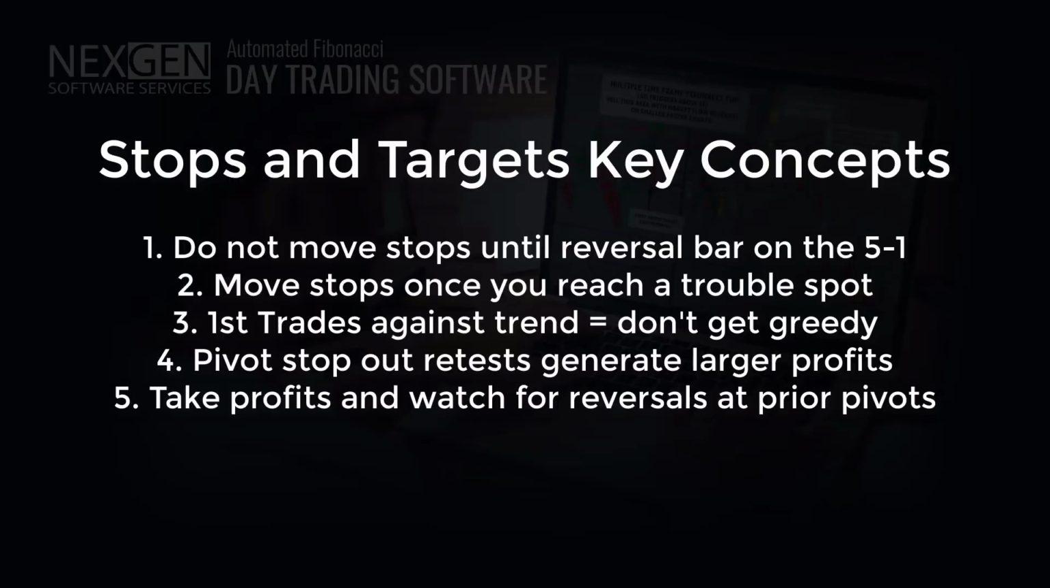So again, a couple of key takeaways that we want to talk about. Don't move your stop until you get a reversal bar on the 5-1 chart. Move your stop when you reach a trouble spot on your chart. When you're doing the first trade against the trend, always watch out for your mid-band and smaller profit targets first. If the market retests the area where you do a counter trend trade or a trend trade from, you'll have the opportunity to make more money on the second trade.